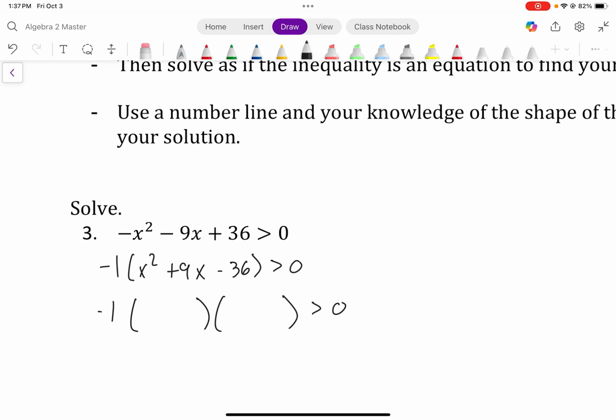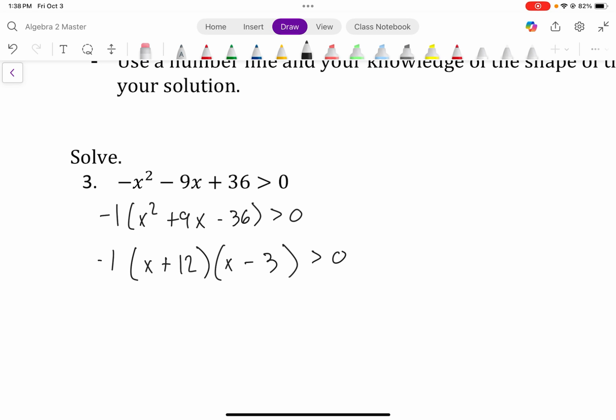So to factor x squared plus 9x minus 36, x times x gives me x squared. I need two numbers that multiply to be -36. So one plus, one minus. They have to have a difference of 9. That's going to be 12 and 3. Now this is where we are pretending that this is actually an equal sign. So I'm going to set x plus 12 equal to 0 and x minus 3 equal to 0. And I'm going to get two values. These are my critical x values.